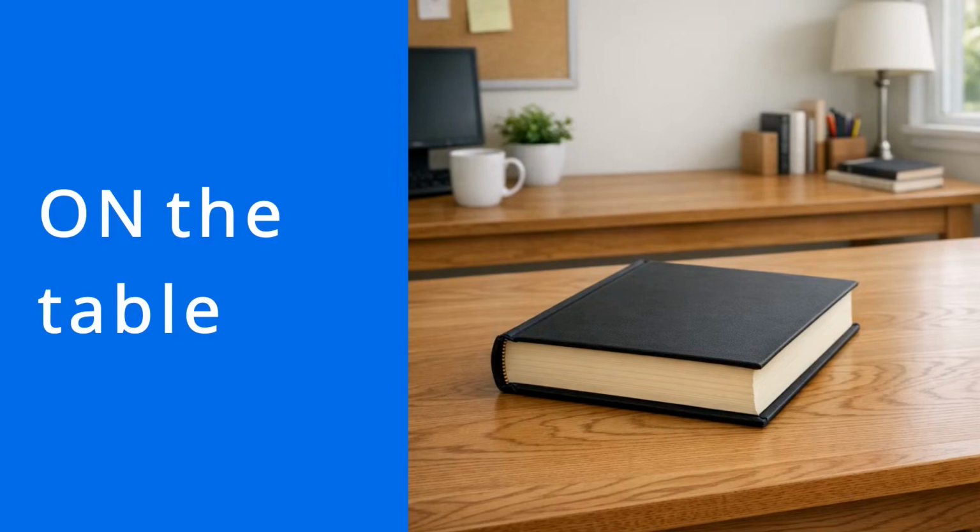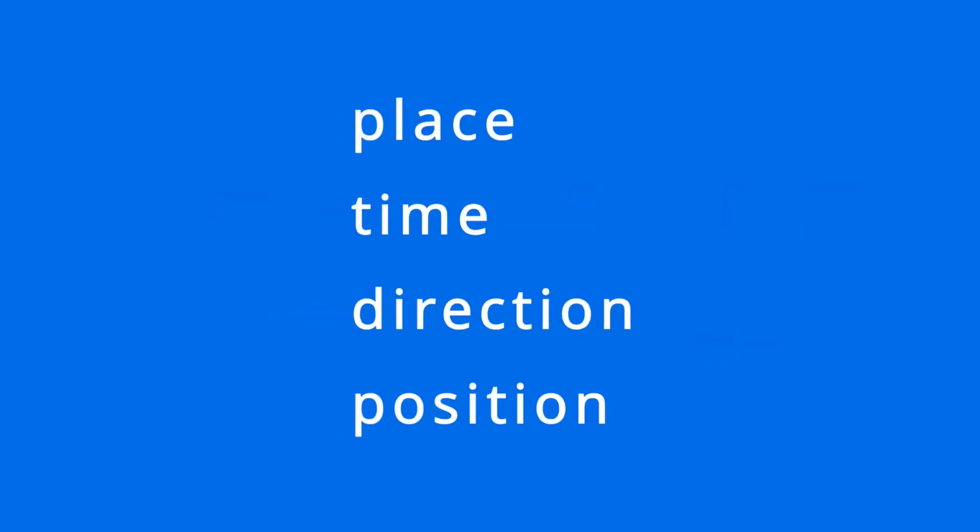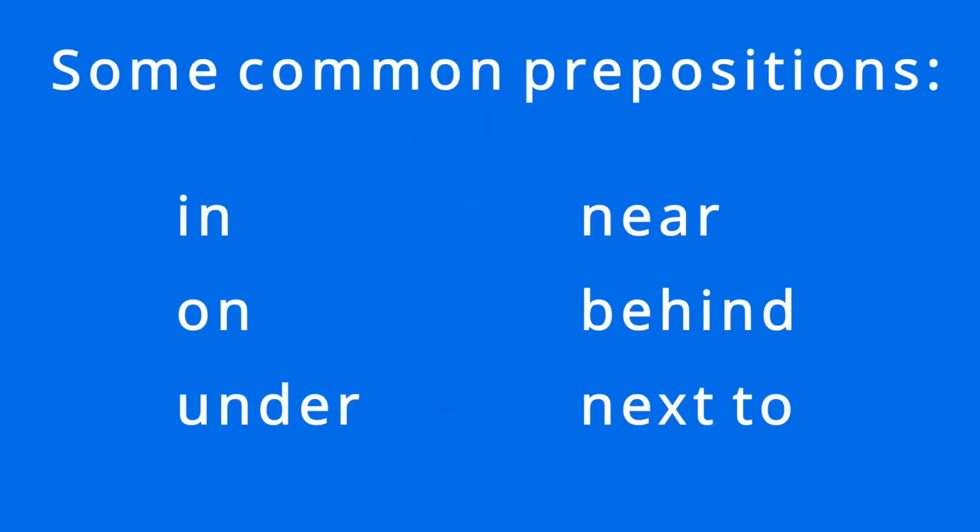Now let's look more closely at these word groups. In the phrase on the table, the word on is a special type of word called a preposition. A preposition is a word that shows a relationship between things. Very often it shows relationships like place, time, direction, or position. Some common prepositions are in, on, under, near, behind, next to.